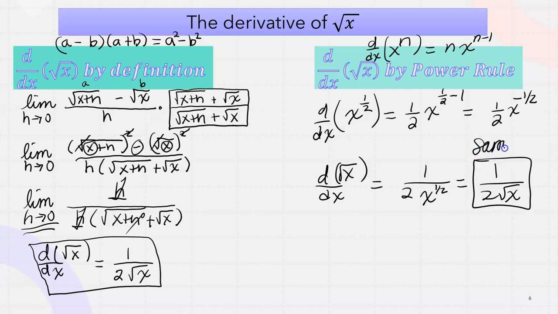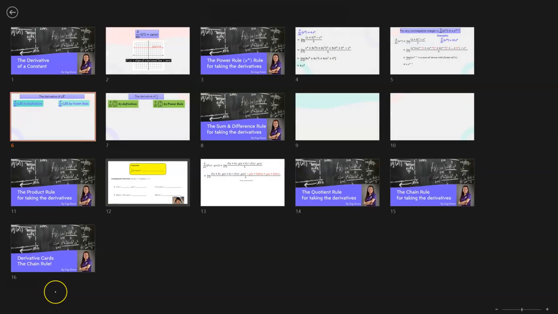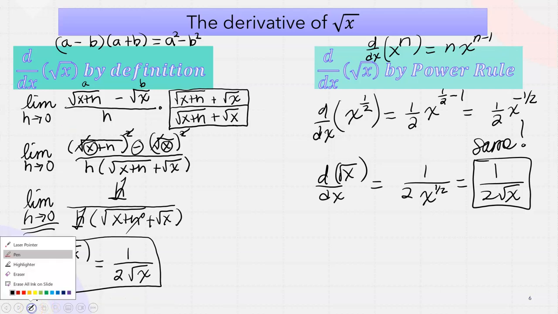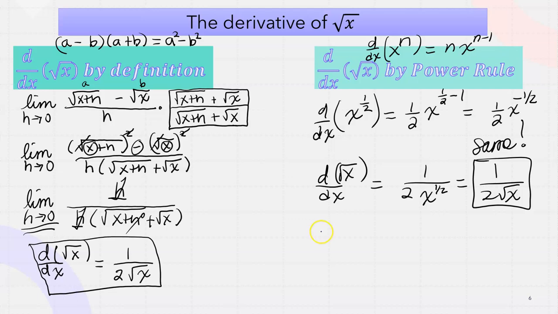Same answer. So the power rule actually works for rational exponents as well. And what I mean by that is not just x squared, but it could also be, say, a square root of x, but it could also be like cube root of x, like this.